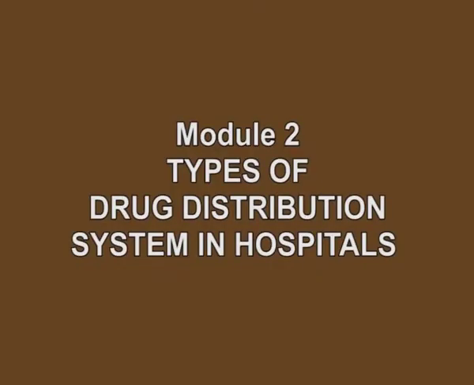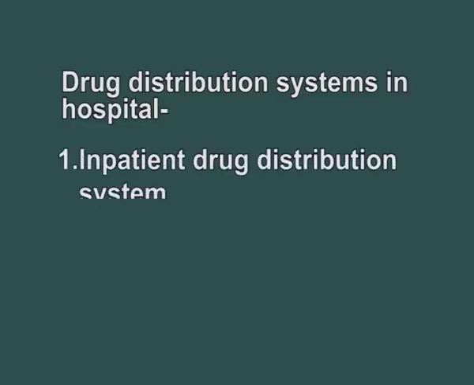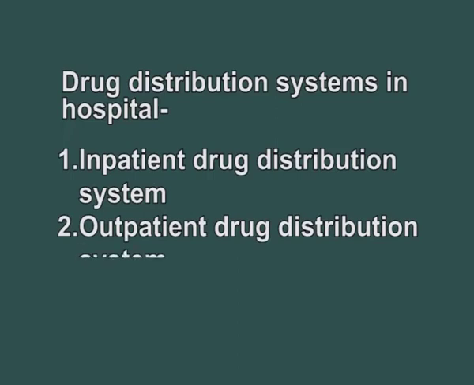Now Module 2 is the types of drug distribution systems in hospitals. The various drug distribution systems in hospitals are as follows. Here we are giving the summary of various types of drug distribution systems. First is the inpatient drug distribution system and second is the outpatient drug distribution system. The following chart shows us various types of drug distribution systems in hospitals.